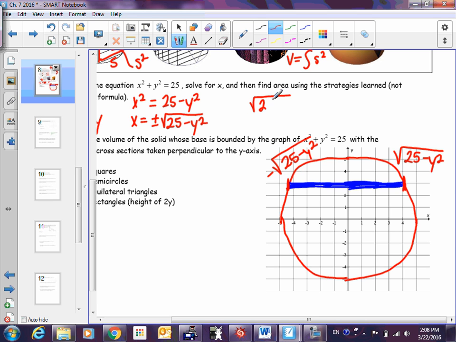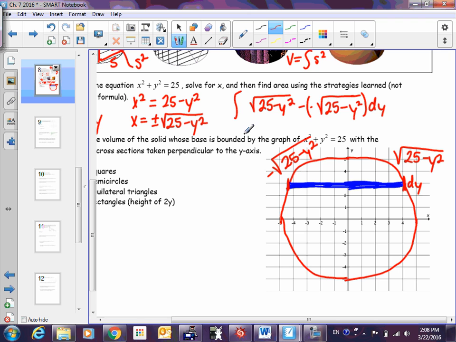So the right function would be the square root of 25 minus y squared. The left function would be negative the square root of 25 minus y squared. And then we multiplied that by dy because that was the thickness of that rectangle. So that represents the area of one of those really skinny rectangles.